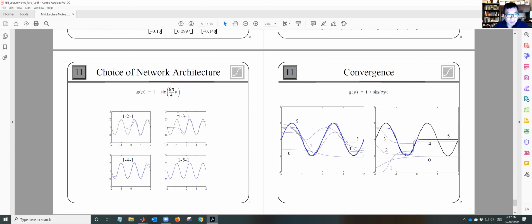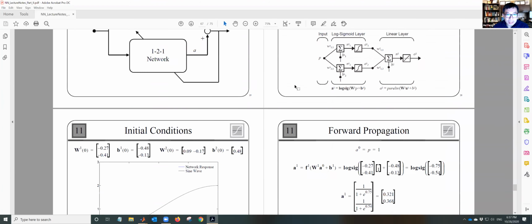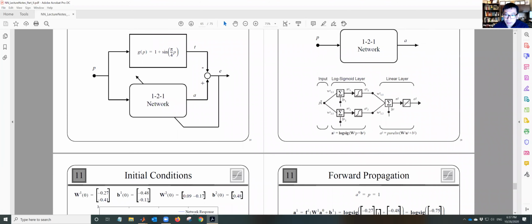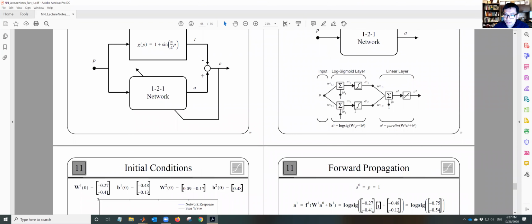So people may be wondering, what is 131? Let's go back. You see, the input is 1 dimension. So this is 1. And how many neurons do you have here? 2, right? And then you have 1 output layer. So this is a 121 neural network. If you add another neuron here, this will become 131. Add another neuron, you have 141. Make sense? It's about how many neurons you place here and how many neurons you place here.